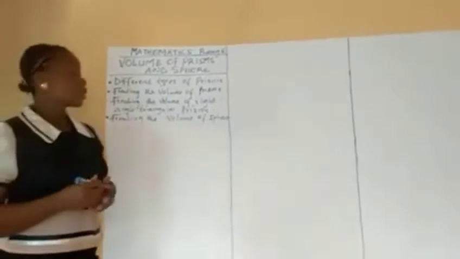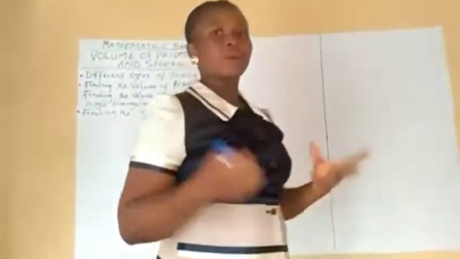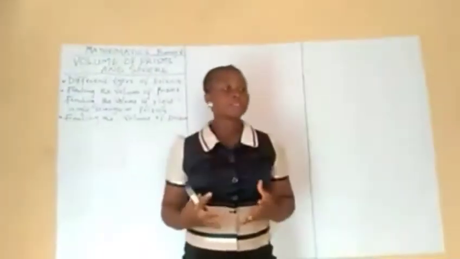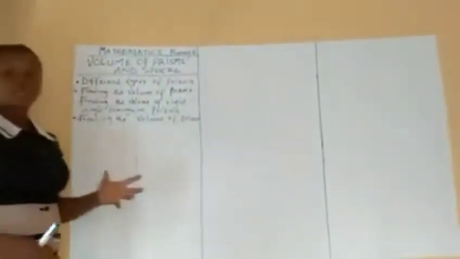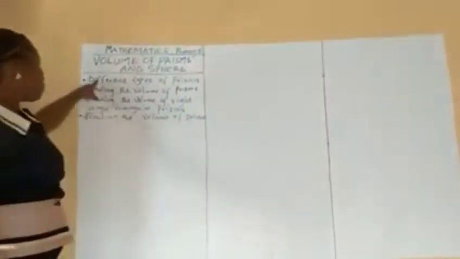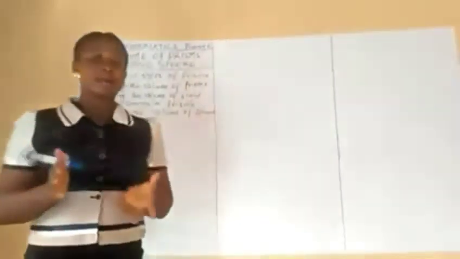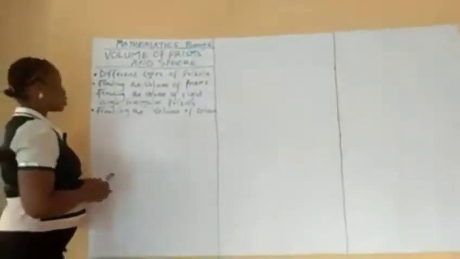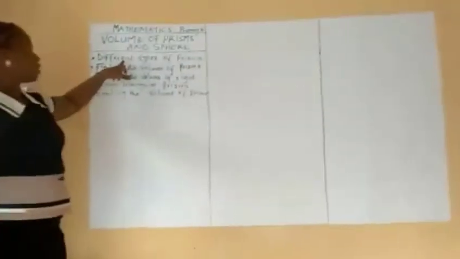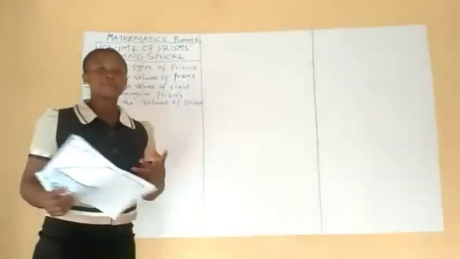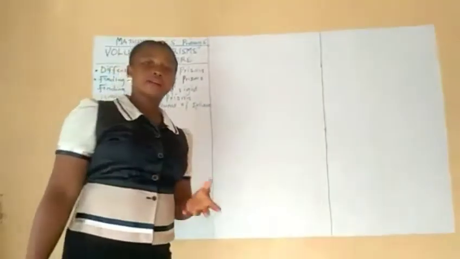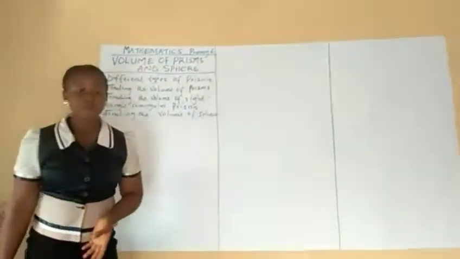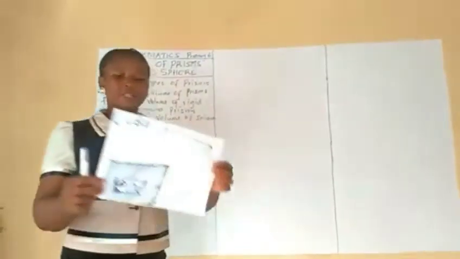Now you can ask, what is a prism? A prism is a solid with cross section. For the first one, we said we will look at the different types of prisms. I'm going to show you samples of different types of prisms. Remember, these prisms can be in a square, triangle, or circular shape, as you wish.